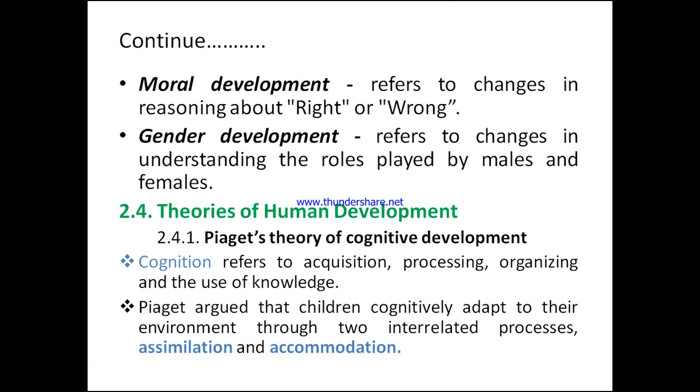Piaget argued that children cognitively adapt to the environment through two interrelated processes. These two interrelated processes are called assimilation and accommodation.